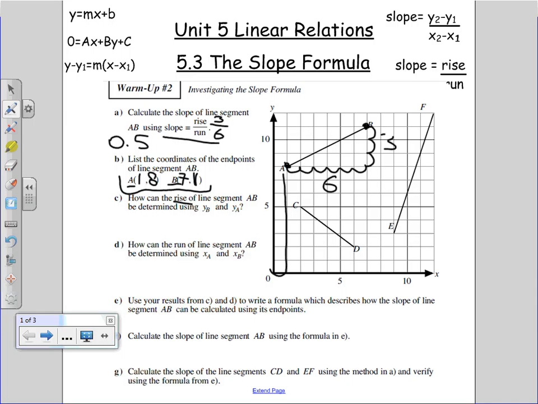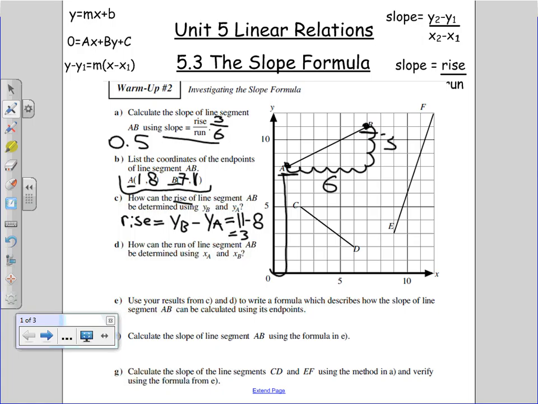So you're going to call one of these point A and point B. They've already labeled it out beautifully for us. You take the y value of your point B and you subtract the y value of your point A. So your rise is equal to YB minus YA, which is just equal to 11 minus 8, which is equal to 3, which is exactly what we counted out earlier.